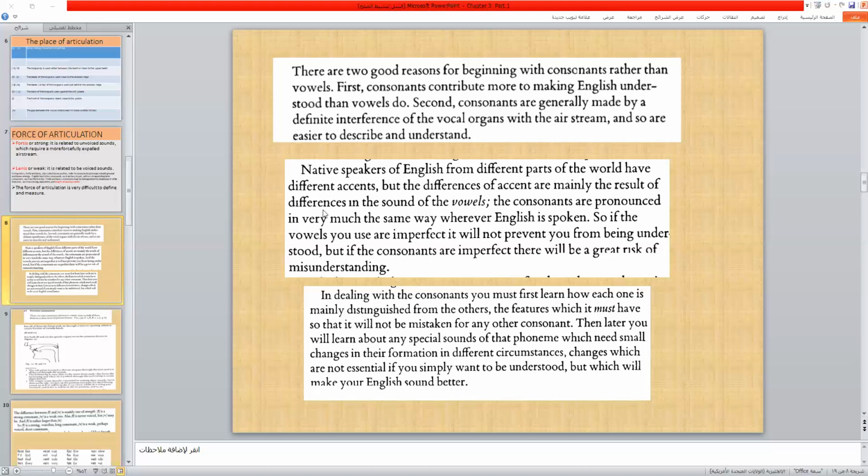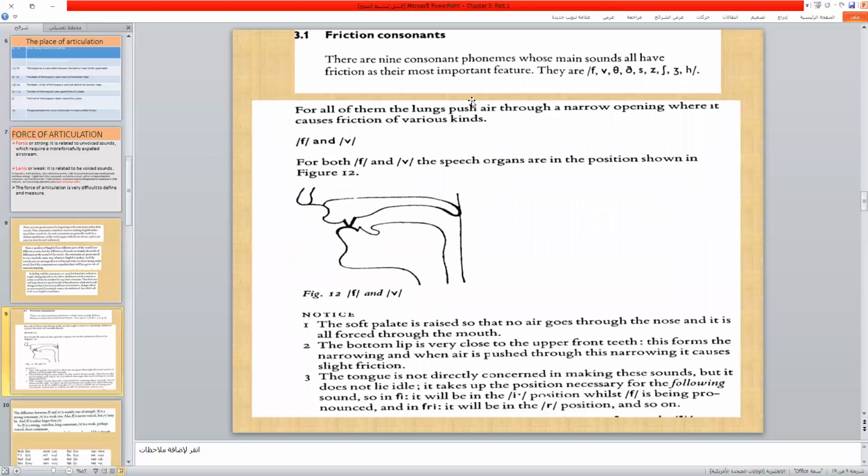Then later, you will learn about any special sounds of the phoneme, which need small changes in their formation in different circumstances. These changes are not essential if you simply want to be understood, but they will make your English sound better. That's why our book is called Better English Pronunciation. We will begin first with friction sounds.